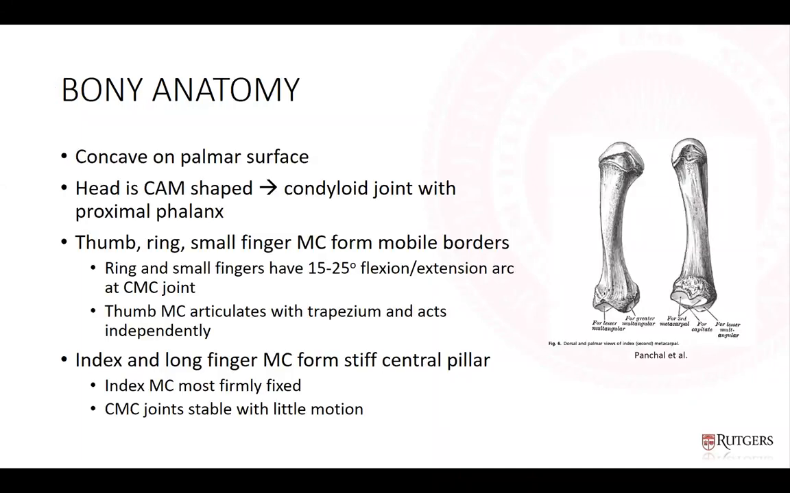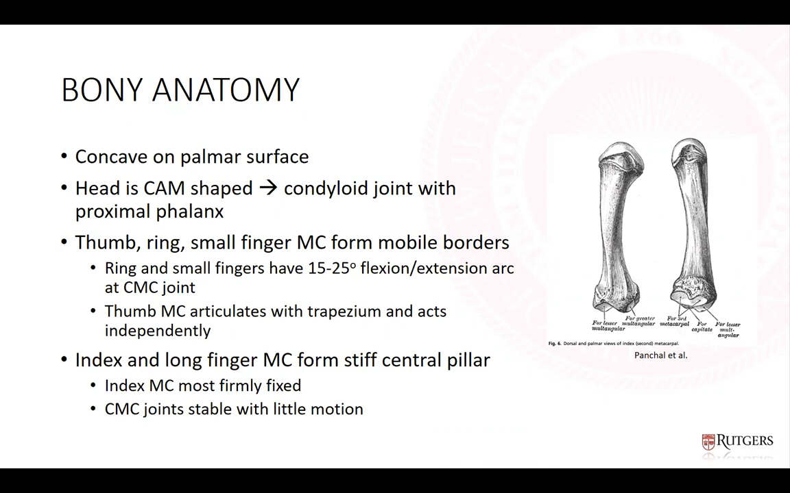As with any hand injury, an understanding of the anatomy is integral to appropriately diagnosing and treating metacarpal fractures. They have a unique bony structure. They're concave on the palmar surface. They articulate with the proximal phalanx distally and the carpus proximally. They have a cam-shaped head that forms a condyloid joint with the proximal phalanx.